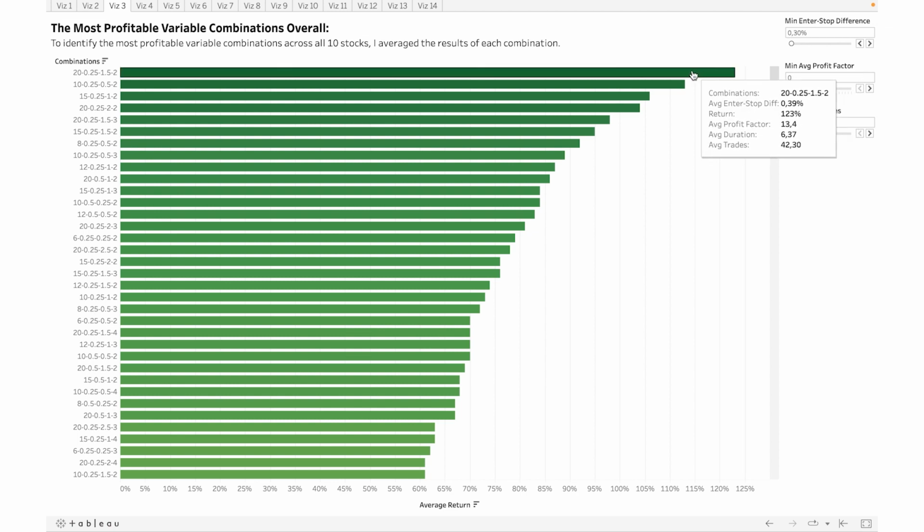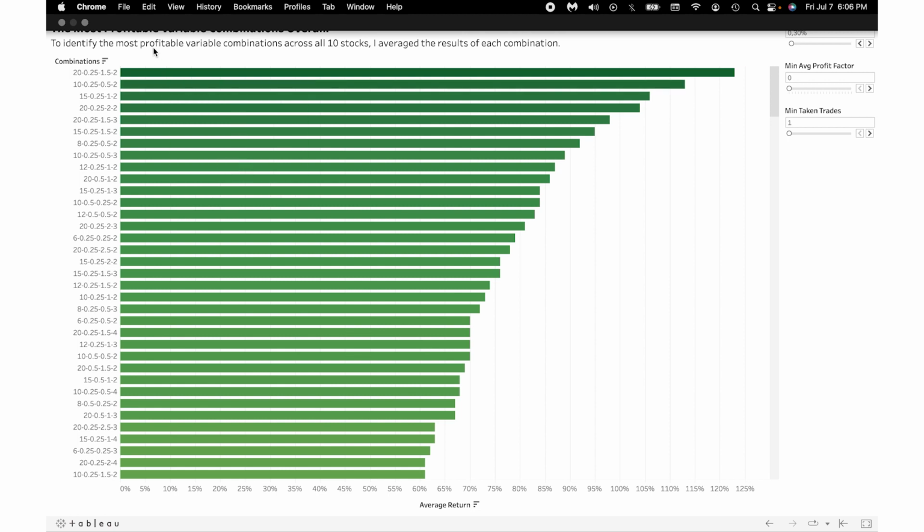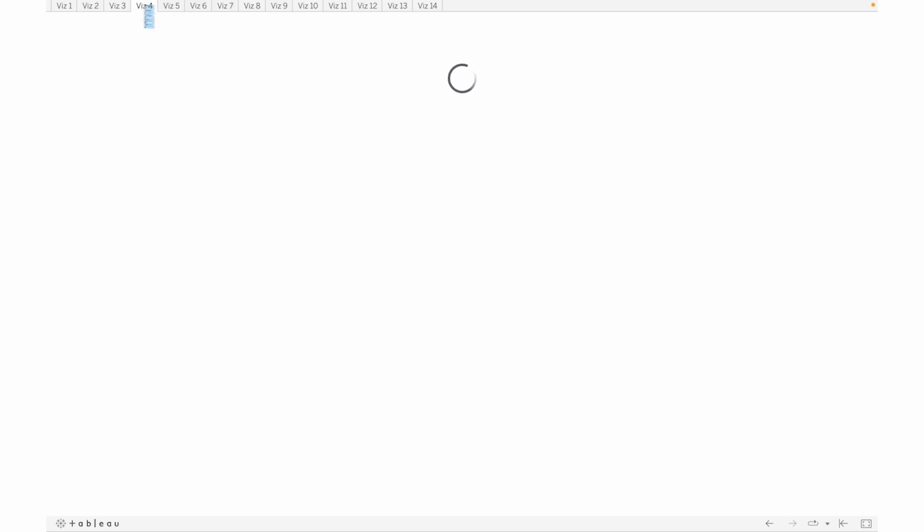For this combination, the average distance between the entry and the stop was 0.39%, the gain was 123%, the average profit factor was 13.4, the average duration of the trades was 6.37 working days, and the average number of trades per stock during the entire period was 42.3, which is around 4 trades per year for each stock. We will continue analyzing this combination, but first, let's see what happened with our experiment.